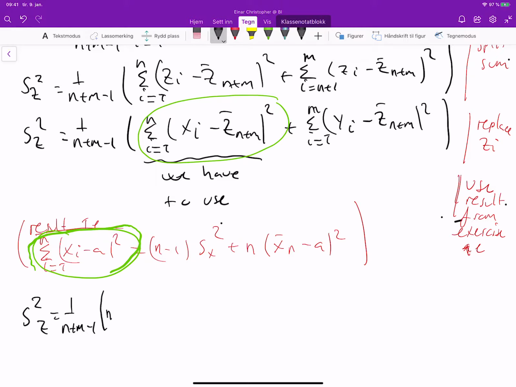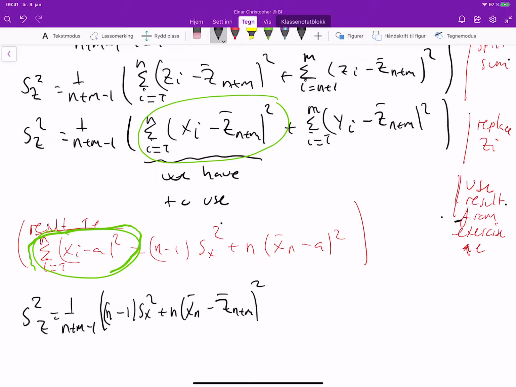N minus 1 sx in the power of 2 plus n xn bar minus the constant, which now is set bar n plus m, in the power of 2.